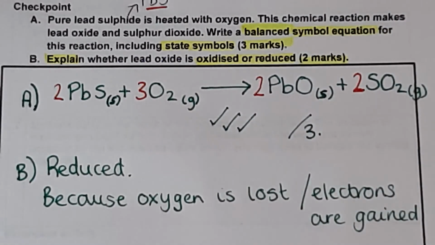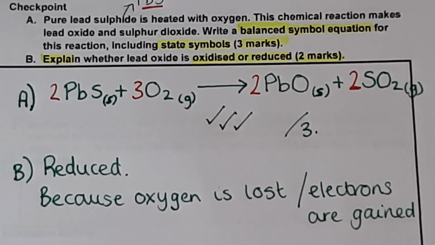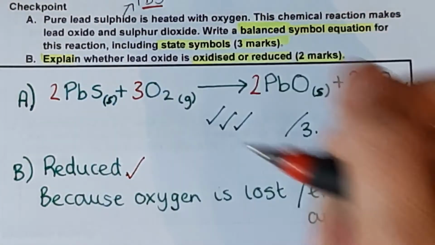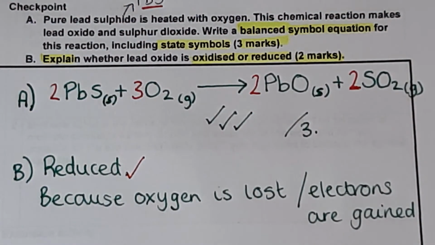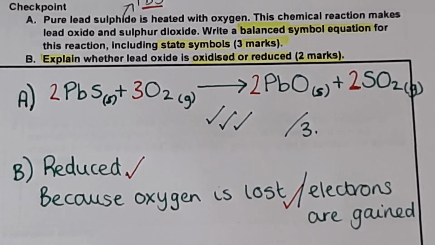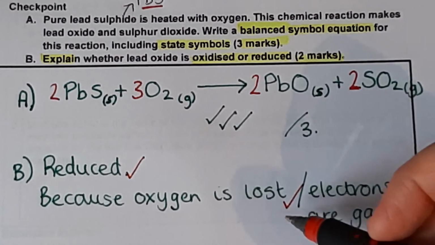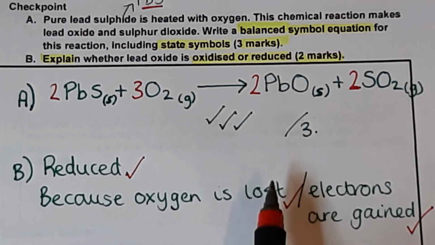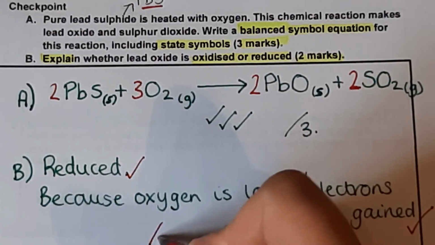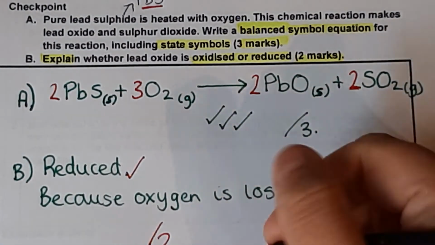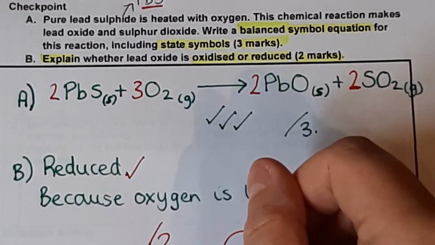Part B. Okay, so lead oxide is reduced. So if you've written reduced, you can have a mark. And there's 2 different ways you can write the reason why. Because oxygen is lost, that's a good foundation tier answer. It's also acceptable as a higher tier answer. Higher tier students may have written that electrons are gained. That's another good answer, but you can only have a mark for one of these. So this is out of 2. So 1 mark for reduced and 1 mark for the reason. So the total for this section is out of 5.